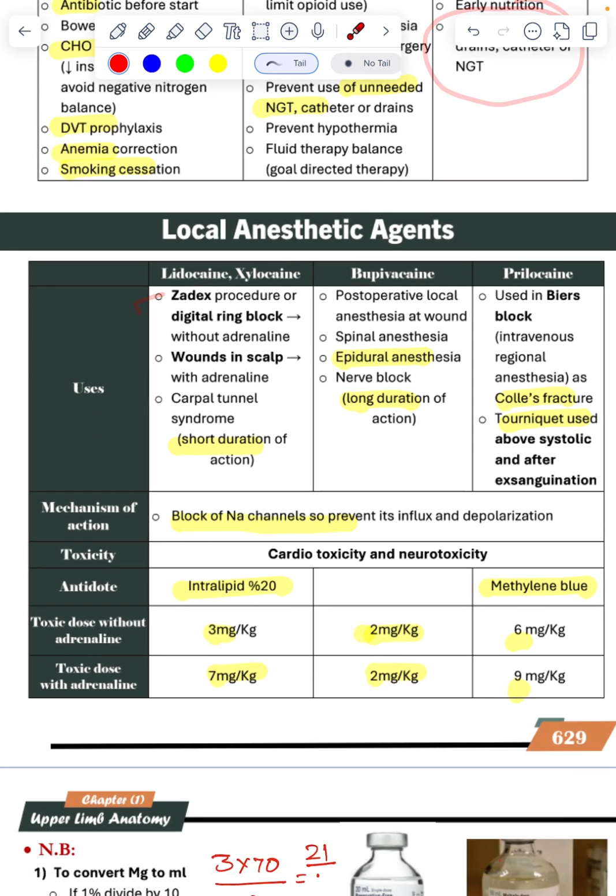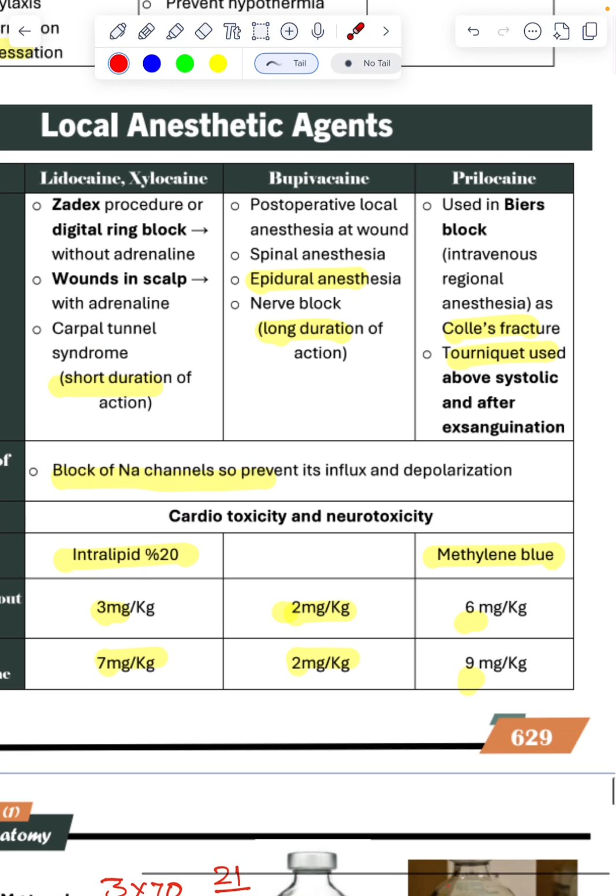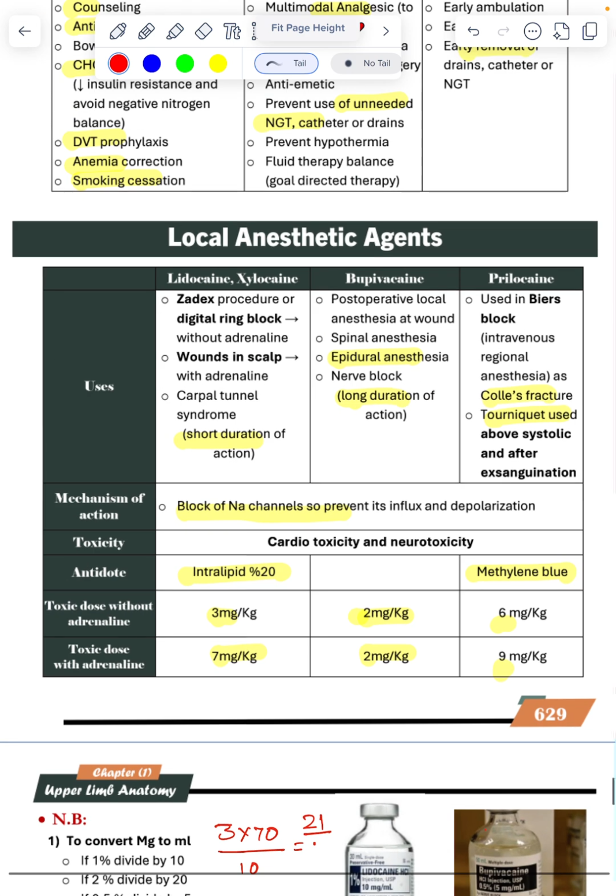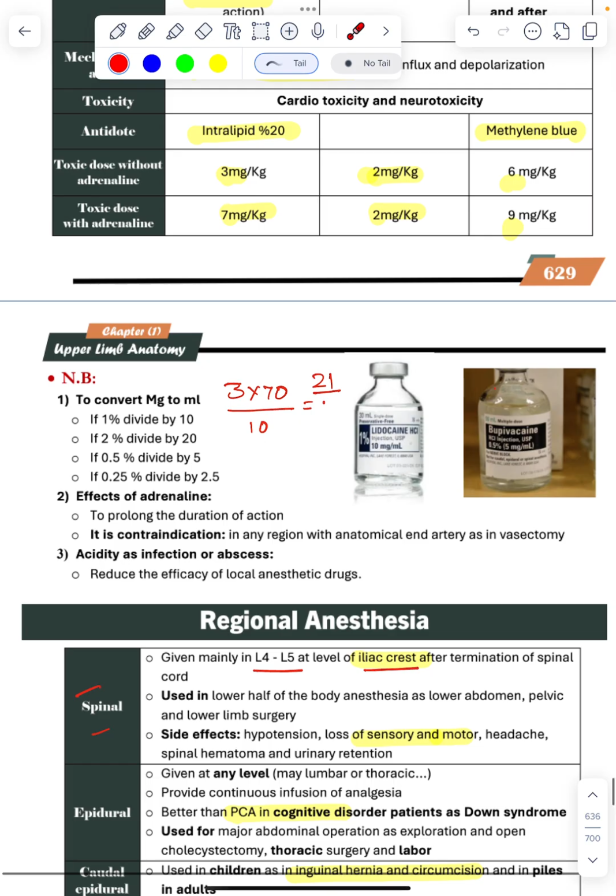Local anesthetic, lignocaine, short duration, mechanism of block is sodium channels, intralipid is the antidote. 3 milligram, 7 milligram with adrenaline, without adrenaline. Bupivacaine is long acting, epidural analgesia, long duration. Prilocaine toxicity is treated with methylene blue, and intralipid is for the others. So if any complication is there with prilocaine, you have to give methylene blue. Calculation: 1% is divided by 10 into weight, 2% divided by 20, 0.5% divided by 5.